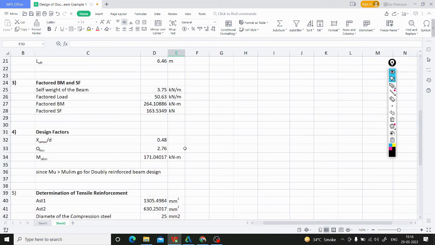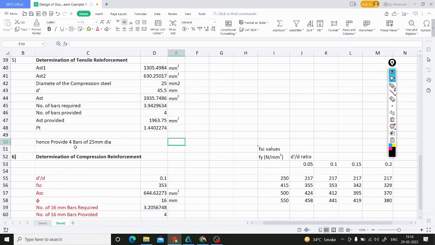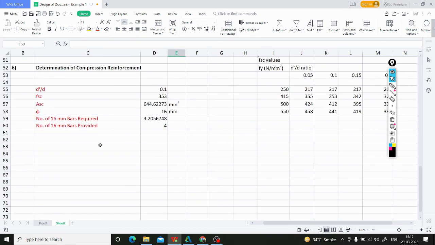You see, we have designed the tensile reinforcement, that is 4 bars of 25 mm diameter, and we have also designed the compression reinforcement, that is 4 bars of 16 mm diameter.